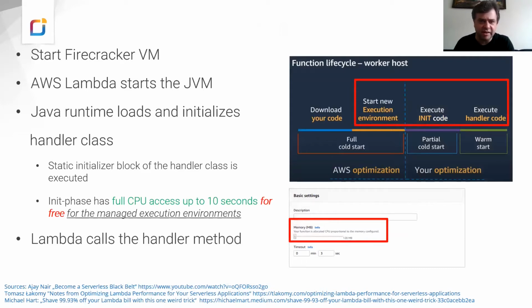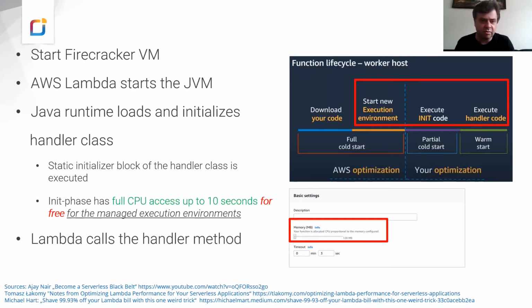So this is mainly the same explained. By starting a new execution environment, the Firecracker VM will be started. This is the container orchestration solution from AWS. Similar to Kubernetes, but they have their own solution. This Firecracker VM will be started, and then the initializer block will load the static initializer block of your function. What is very important is that only for the static initializer block, you will receive the full CPU access for up to 10 seconds for free. It won't be billed, and after 10 seconds, you will receive a timeout. So you cannot run this static initializer block for more than 10 seconds.